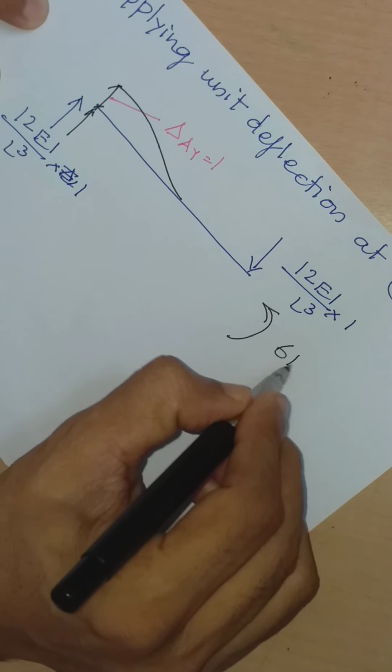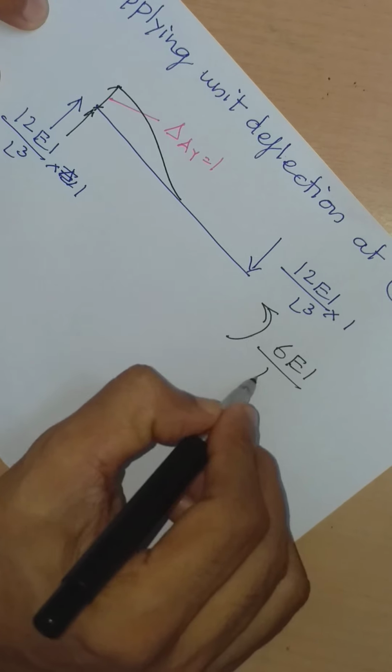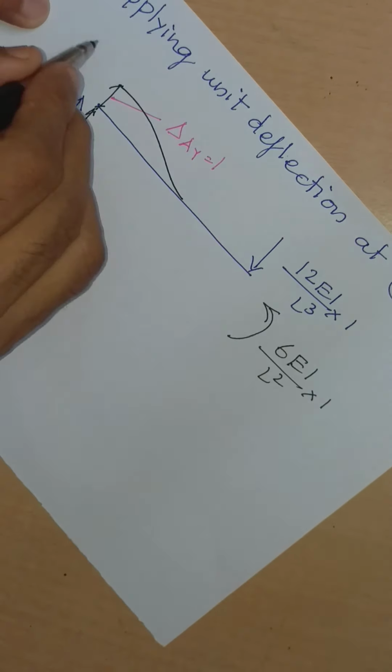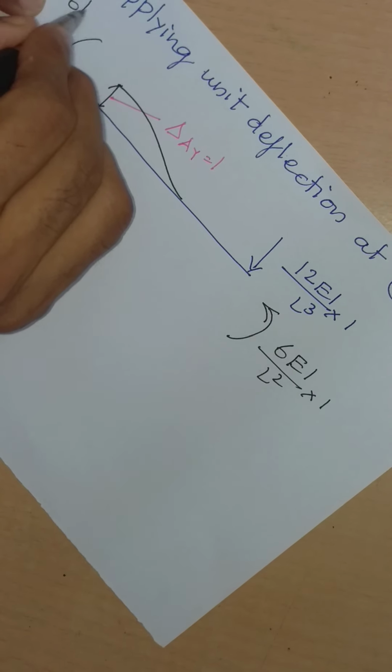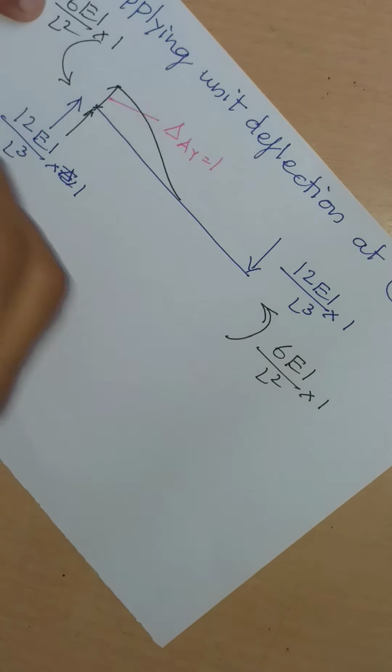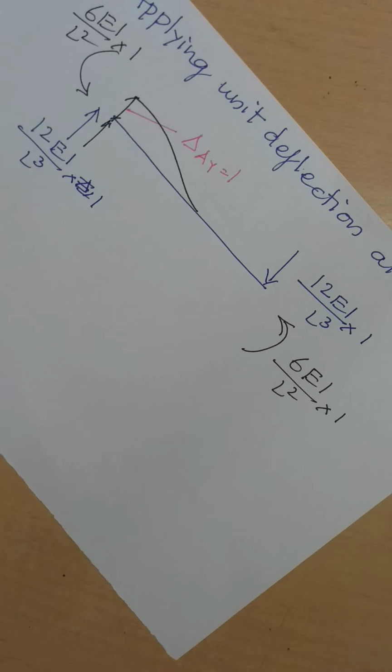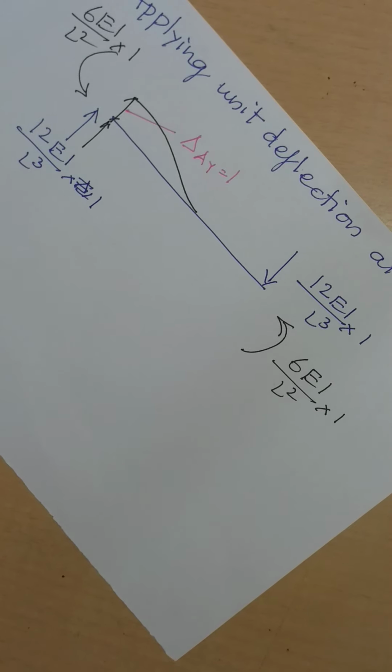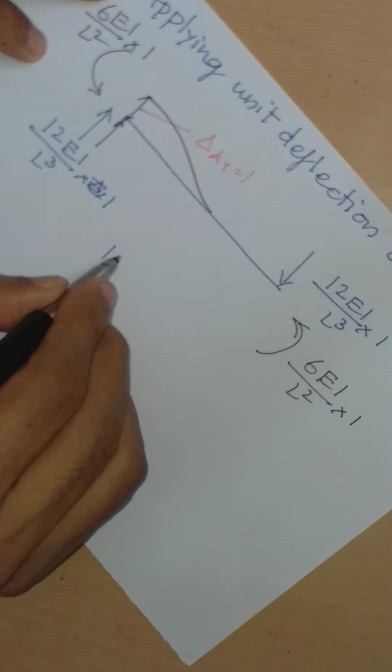This is 6 EI upon L square into delta, that is 1, and this is also 6 EI upon L square into delta, that is 1. So this is very similar to the first column of the stiffness matrix. So I am writing the second column of the stiffness matrix for frame element.